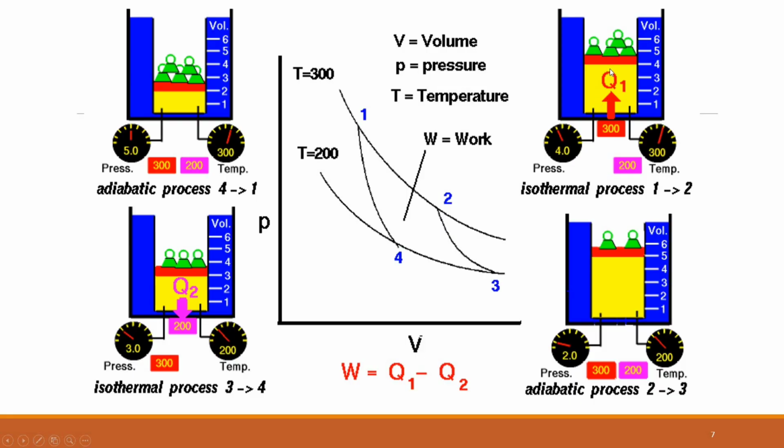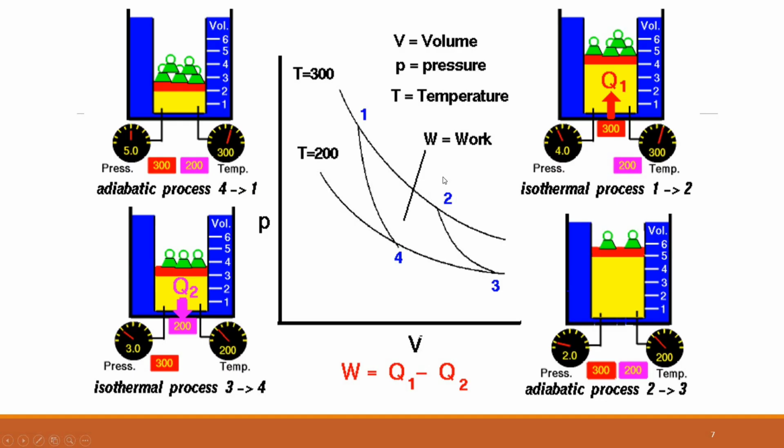Because the gas is in thermal contact with the hot reservoir, its temperature remains constant throughout the expansion. However, as the gas expands and does work on the piston, it requires a continuous supply of heat to maintain this constant temperature. This heat, denoted as Q1, flows from the hot reservoir into the gas. By the end of this process, the gas has expanded to a larger volume and a lower pressure, reaching state 2.